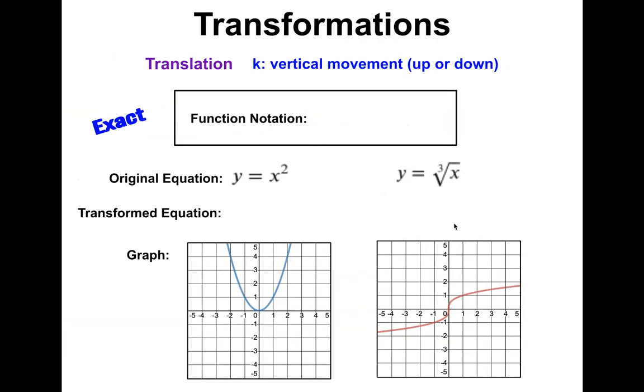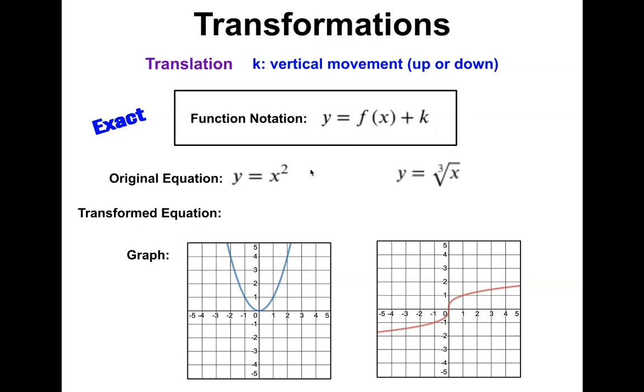Let's look at translations of the k value. That is a vertical or up and down movement. So we're going to take our function notation and add the k, and you will use the exact value. So we're pretty much taking our function and adding, or if it went down, subtracting a number.